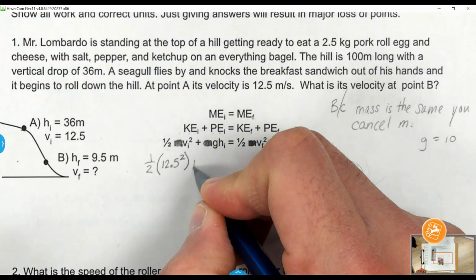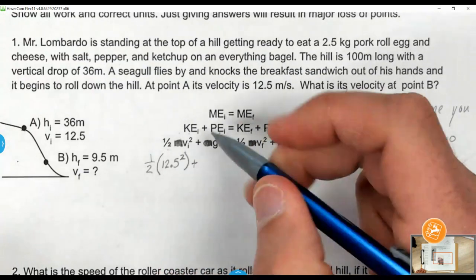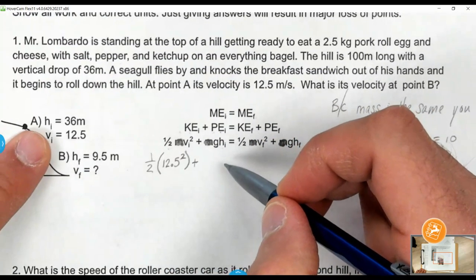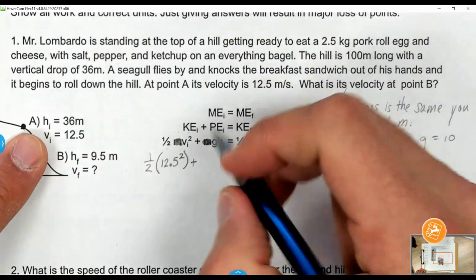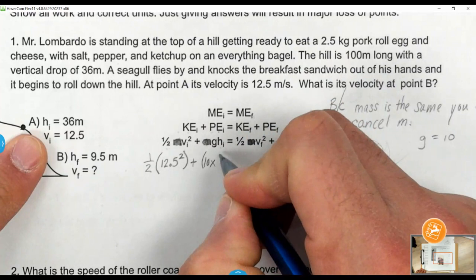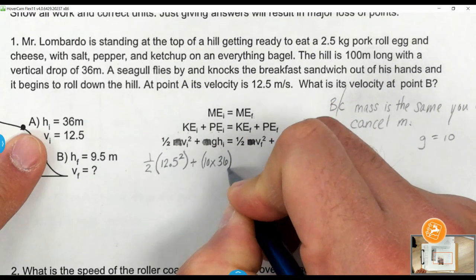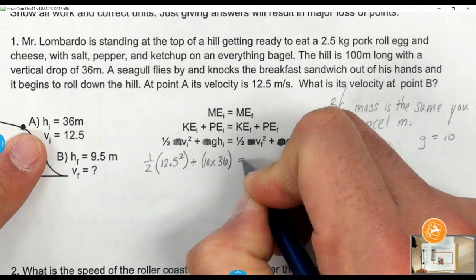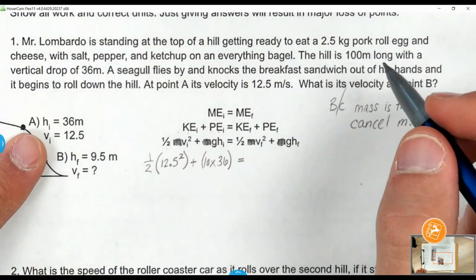Bring down the plus sign. g times h_i. h_i is here. g is going to be 10. That's our gravity. So 10 times 36. Equal sign.